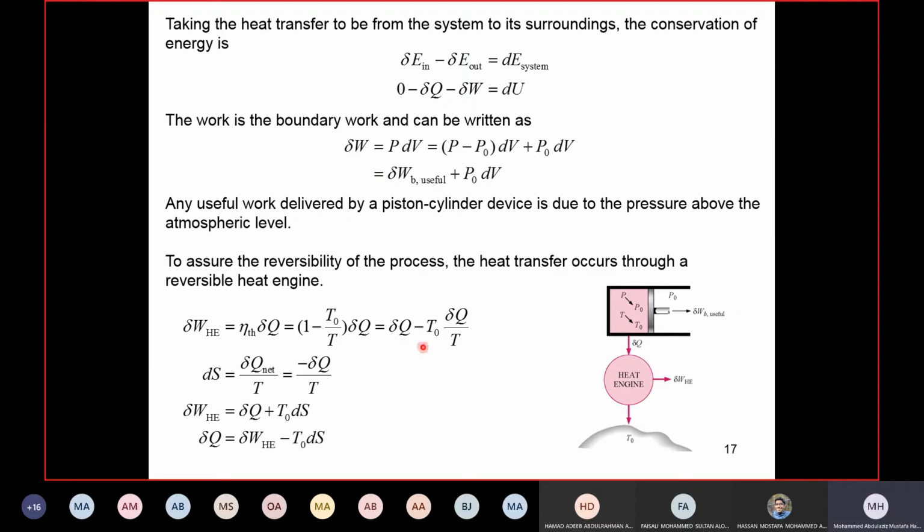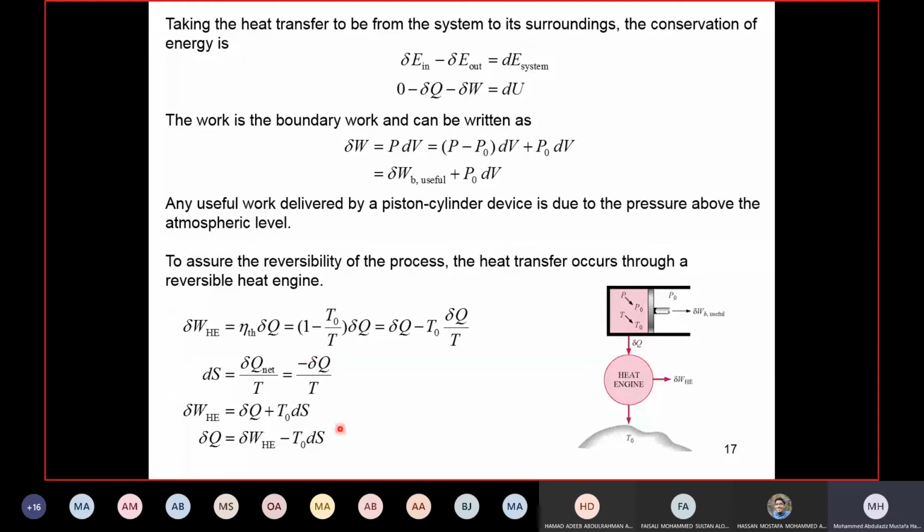Then we have to consider the reversibility of the system. This Q here, we are going to take it to a heat engine. For a heat engine, we apply delta W is equal to eta multiplied by delta Q, which is 1 minus T naught over T multiplied by delta Q. And accordingly, we can calculate here the delta work of the heat engine.